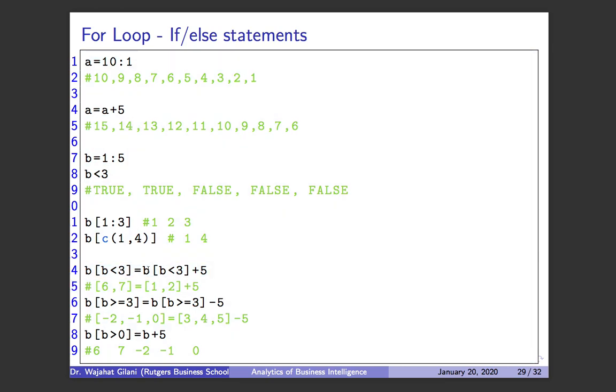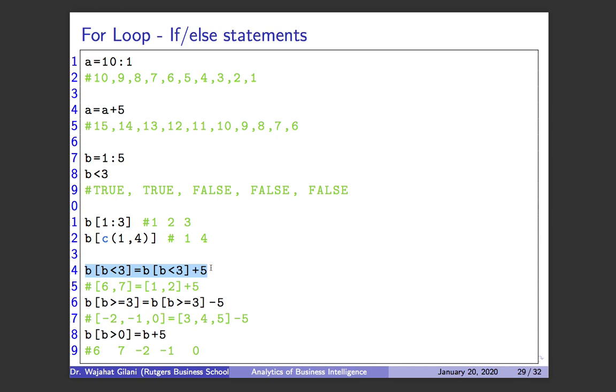So after I run this line, B is no longer 1, 2, 3, 4, 5. B is now going to be 6, 7, 3, 4, 5, because 1 and 2 were chosen to be overwritten by whatever this was, which simplified into a vector of 6 and 7. So 6 and 7 overwrote the 1 and 2 in vector B. And this is why, after we execute this line of code, B basically becomes 6, 7, 3, 4, 5.